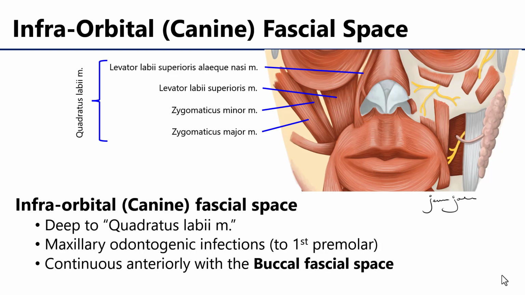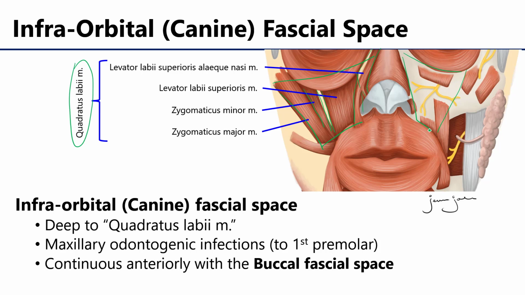So let's start with our favorite buccolabial muscles. So we have levator labii superioris alaeque nasi, levator labii superioris, zygomaticus minor and major, and in total, those four muscles are sometimes referred to as the quadratus labii muscle. So quadratus labii means the four muscles of the lip. Deep to those four muscles is a space which we can see here.